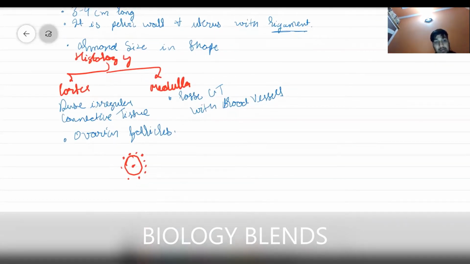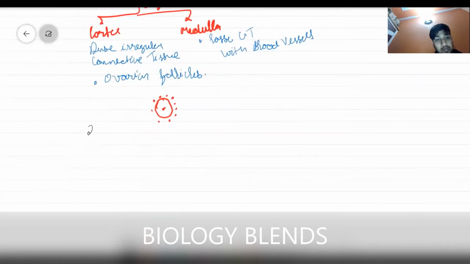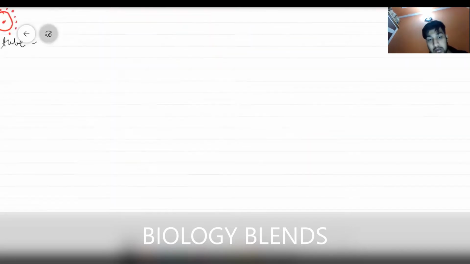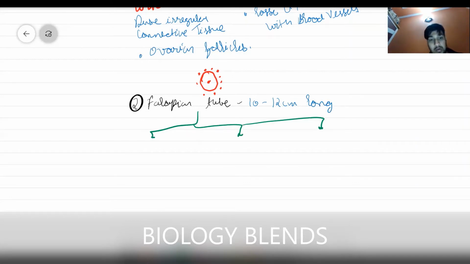Now next is the fallopian tube. It is ten to 12 centimeters long. The fallopian tube has three parts: infundibulum, ampulla, and isthmus.